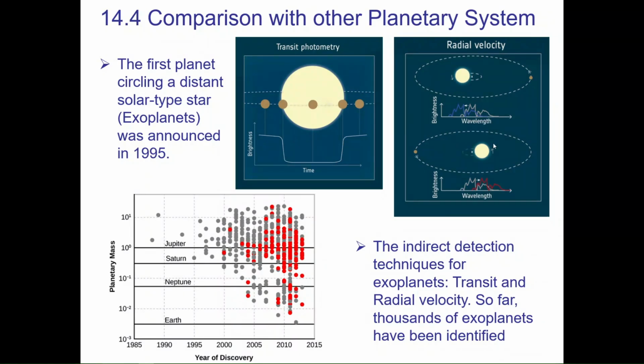And the second method uses the Doppler effect. When there's a planet orbiting a star, the star's motion is usually affected by the planet. The star does not simply rotate about its own axis at exactly its location. More precisely, if you look at the star, it wobbles because of the orbiting planet.